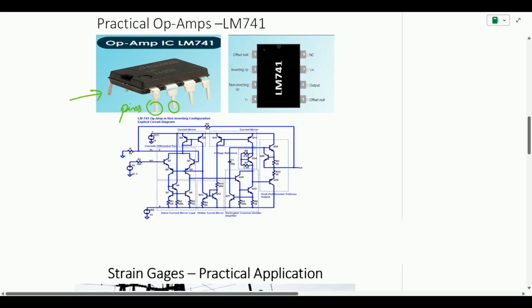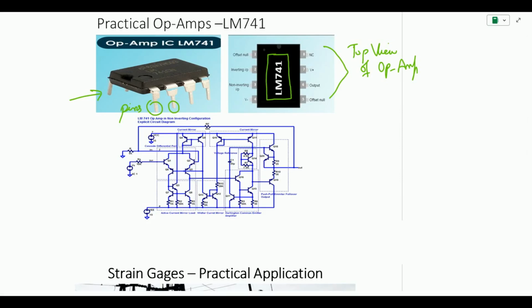Here you can see the front view, or normally we say the top view, of the op amp, and there are certain markings on this. For example, this is the IC which is named LM741. What does this LM741 stand for? We are going to look into that shortly.